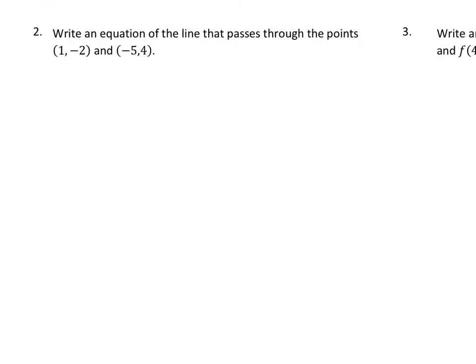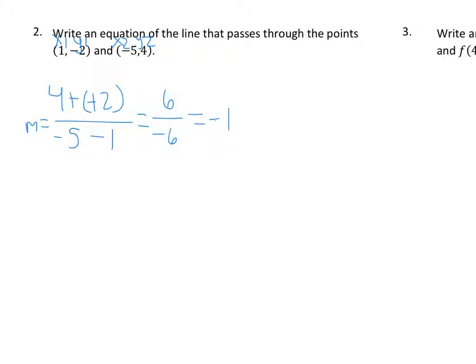we need to use x1, y1, x2, y2. So 4 minus negative 2 over negative 5 minus 1. So you get 6 over negative 6, which is negative 1. Now I'm going to do something here. So now I know my slope is negative 1, so I have y equals negative x plus b.